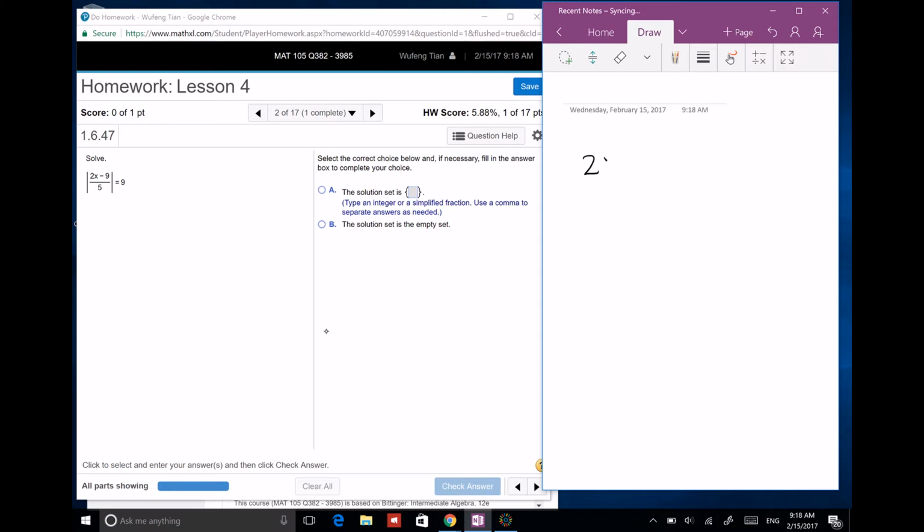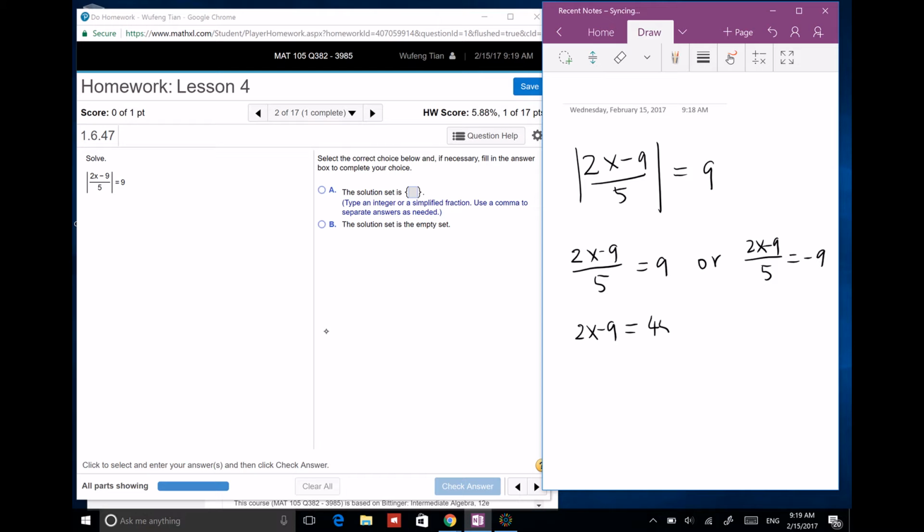Next one, the absolute value of (2x minus 9) over 5 equals 9. So we continue, get rid of the 5. You can also do it directly: 2x minus 9 over 5 equals positive 9, or 2x minus 9 over 5 equals negative 9. To solve this, you get 2x minus 9 equals 45. You multiply both sides by 5. So 2x equals 45 plus 9, 54. So x equals 27.